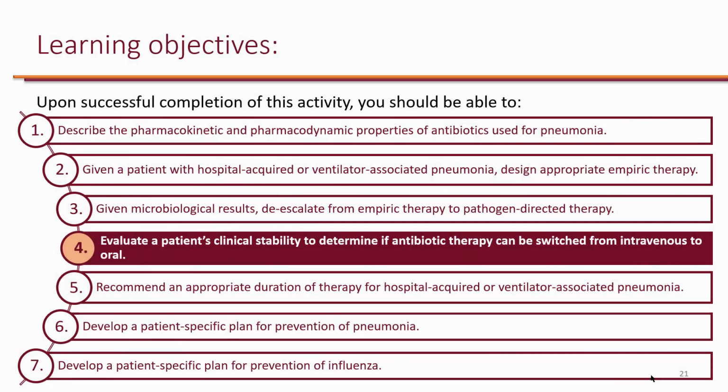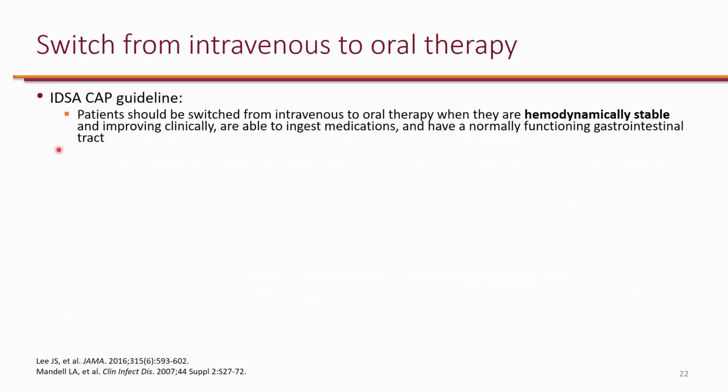We have discussed empiric treatment of pneumonia as well as de-escalating from empiric therapy to pathogen-directed therapy based on microbiological results. Now, let's evaluate a patient's clinical stability to determine if antibiotic therapy can be switched from IV to PO. IDSA guidelines for community-acquired pneumonia give us some guidance for switching patients from IV to PO.